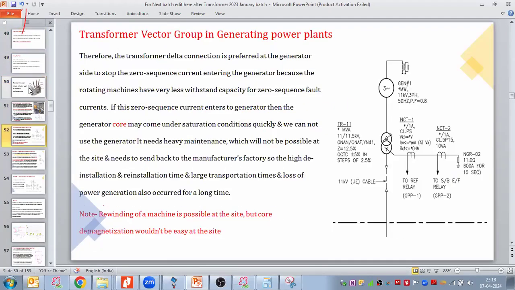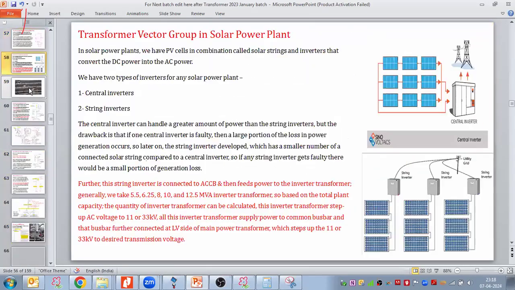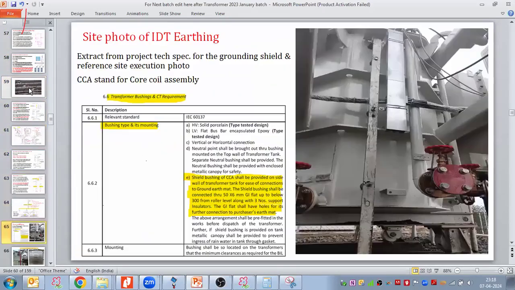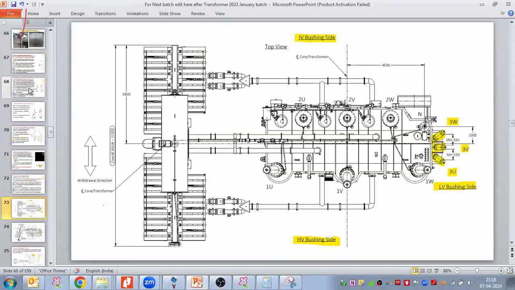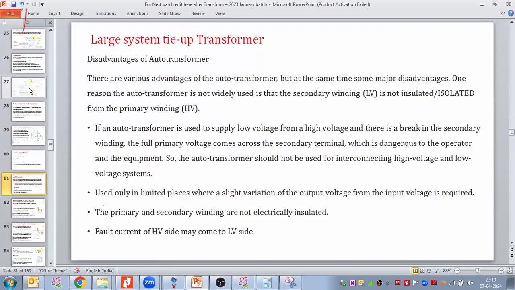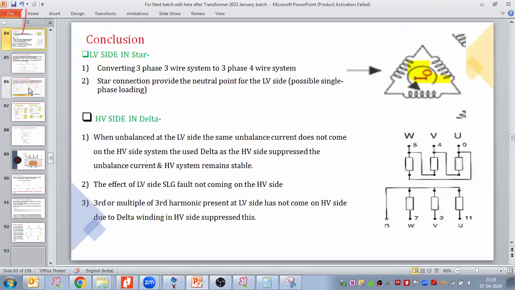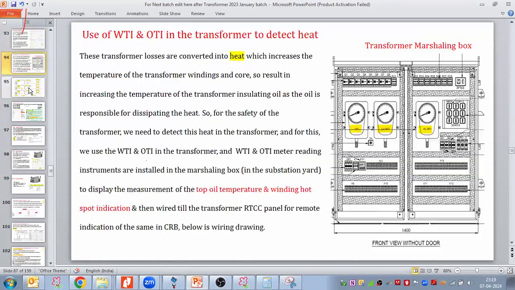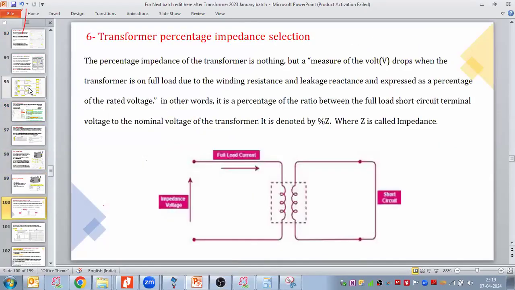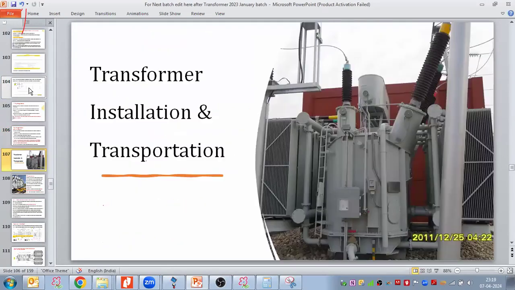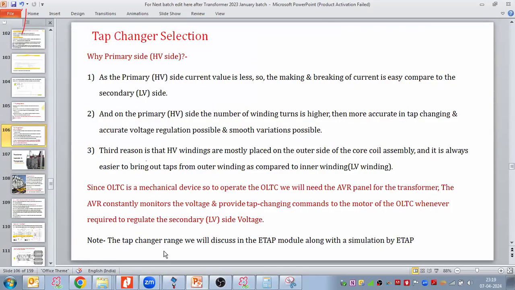About the OLTC, how we select the tap or how many tappings are required, this point we will discuss in the ETAP module when we discuss load flow analysis. At that time we will discuss how we decide the OLTC in the transformer. So I am putting this OLTC on hold and we will cover it in the ETAP module, along with the simulations by ETAP.